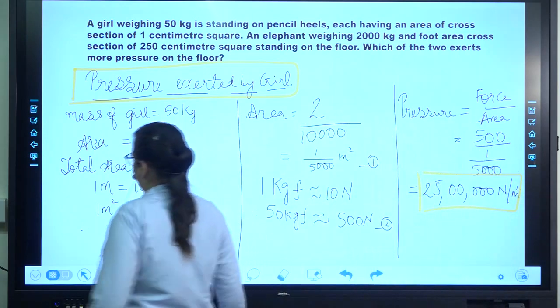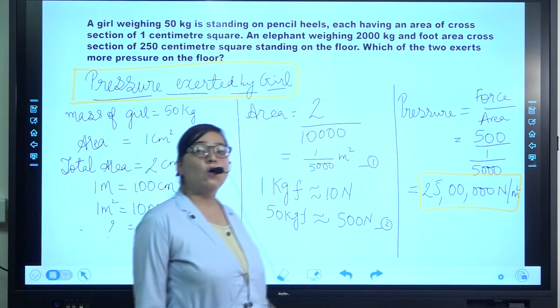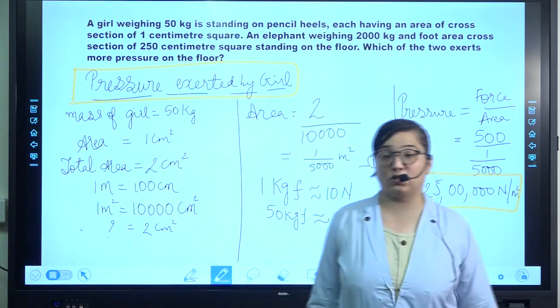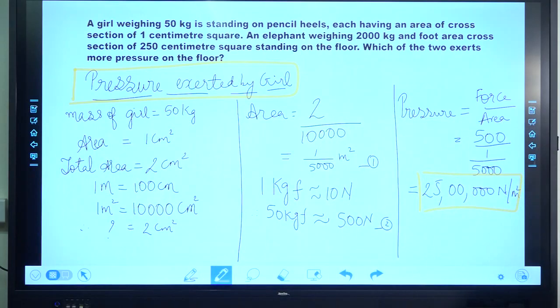Now, note down this, then I will teach you once again for the elephant and the comparison. Note down this much part. I am giving you 2 minutes time. Quickly note down this much.